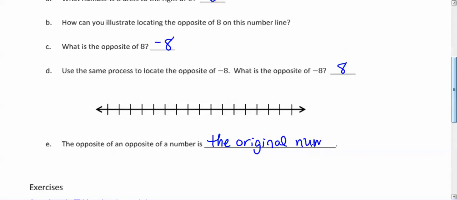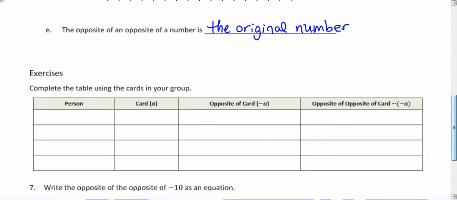This is the kind of question that's so silly. People get it wrong because their brain is filtering out that it repeated itself. But remember, the opposite of the opposite is reverting right back to the original number. So there you go. Kind of a silly question if you ask me.